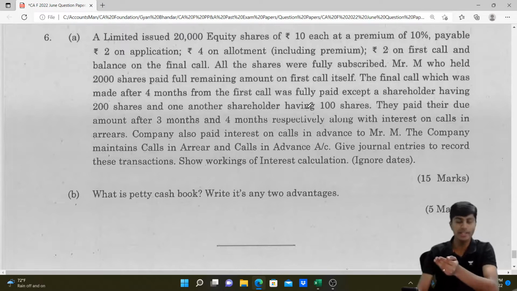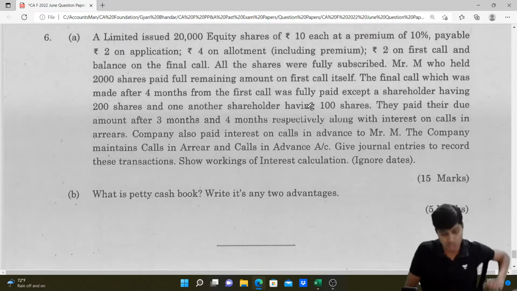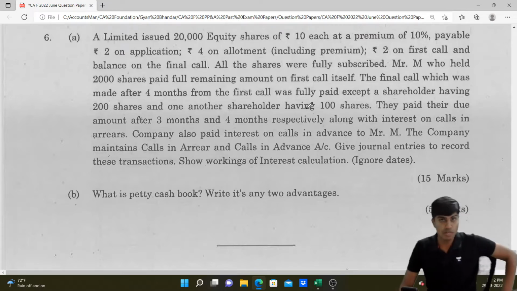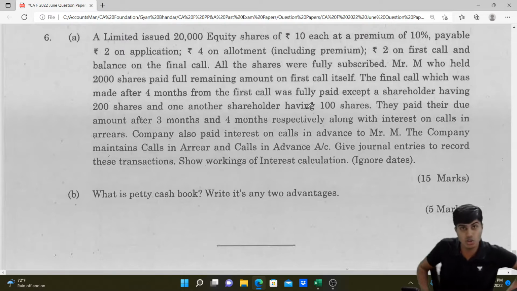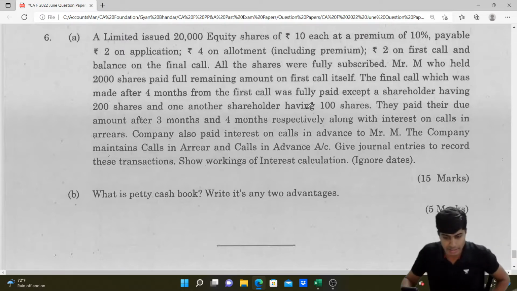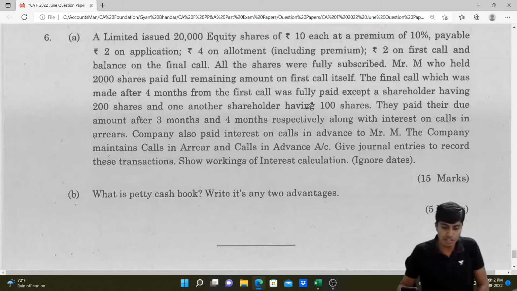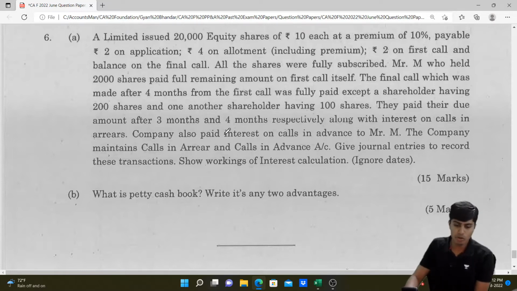So this 200 into 3 will be computing interest for 3 months at 10%, and 100 shares into 3 will be computing interest for 4 months at 10%. That is interest on calls in arrears. And interest on calls in advance, along with interest on calls in arrears, will be paid. Company also paid interest on calls in advance to Mr. M. We know that. The company maintains calls in arrears and calls in advance account, which they should definitely be doing. Very good, they've done it correctly.